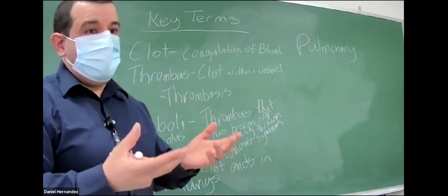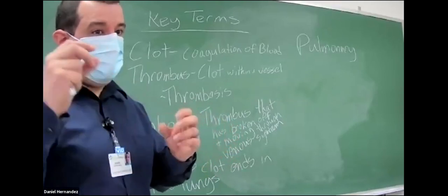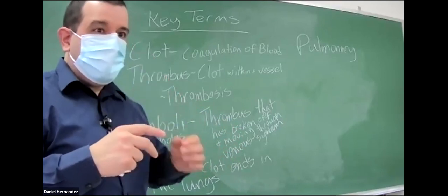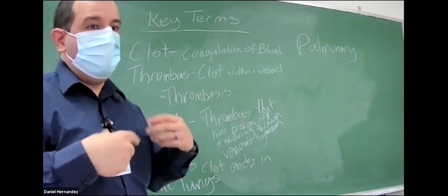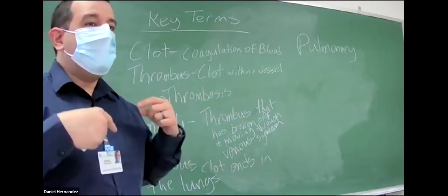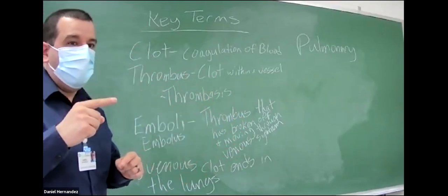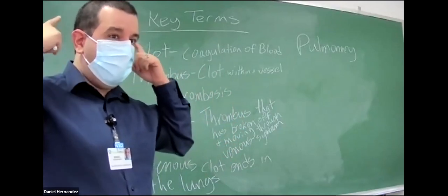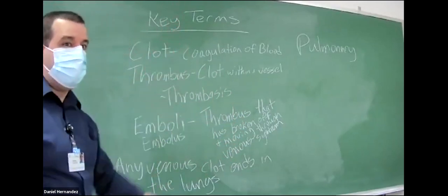But the dangerous part, when it's in the left side of the heart, is that if it breaks off and travels and becomes emboli again, instead of going to the lungs, it's going to travel into the arterial circulation. When it leaves the heart through the aorta, one of the first places it encounters is the carotid arteries, and it can go to the brain and create a stroke.